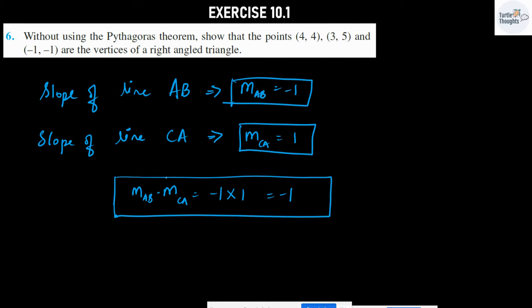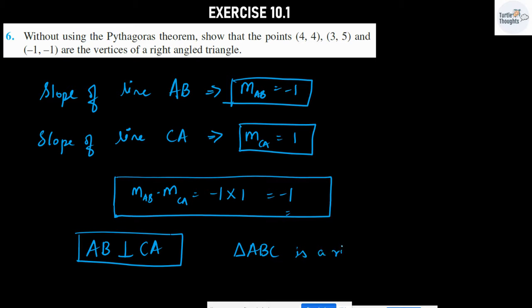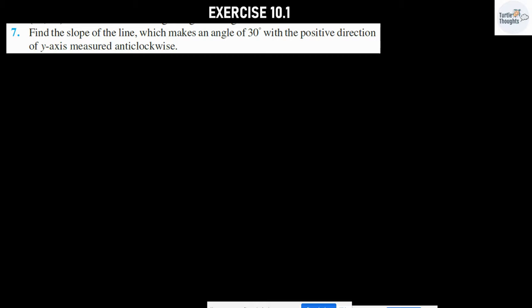Right? So whenever the product of two slopes of a line is equal to minus 1, I can tell that those lines should be perpendicular. So AB is perpendicular to CA. Since AB is perpendicular to CA, I can tell that triangle ABC is a right angled triangle. Clear? Yes? We'll move to the next question.